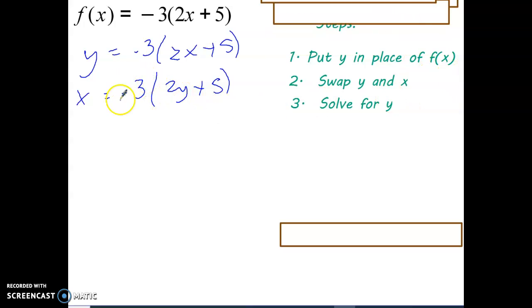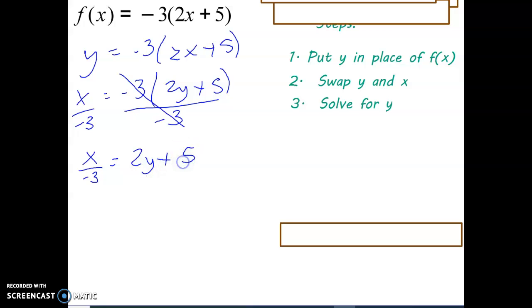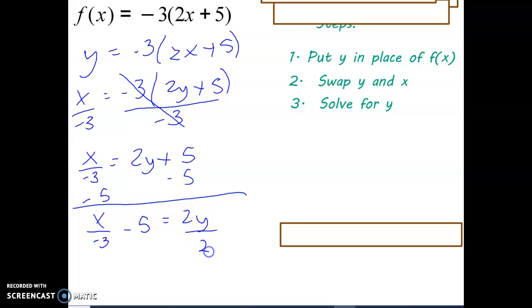Well, that -3 is outside the parentheses, so let's divide both sides by -3. And since we've done that, we don't need the parentheses anymore. And so now what we have on the left is linear. That's a little bit easier to work with. Now I'm going to divide both sides by 2.